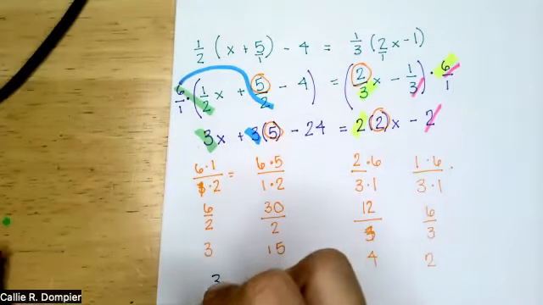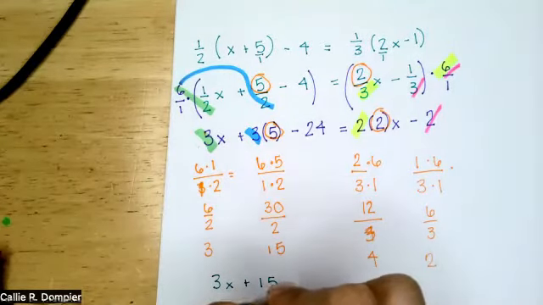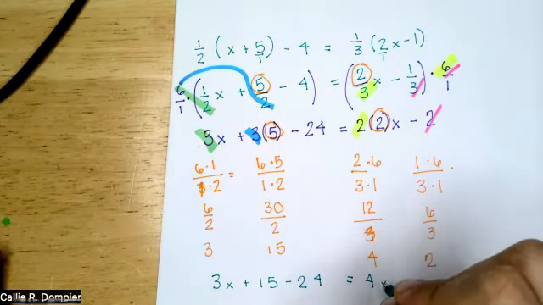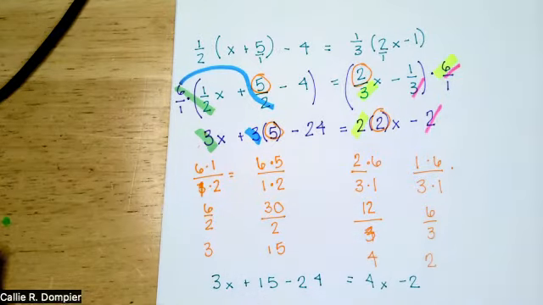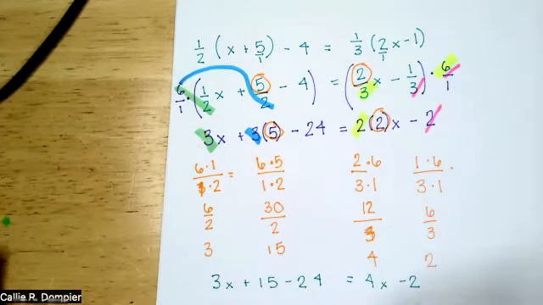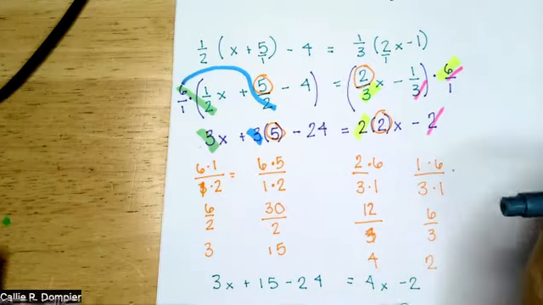So we have 3x plus 15 minus 24 is 4x minus 2. So that's 3x minus 9, right? Negative 24 plus 15 is a negative 9 equals 4x minus 2. Sorry, I went off the screen.